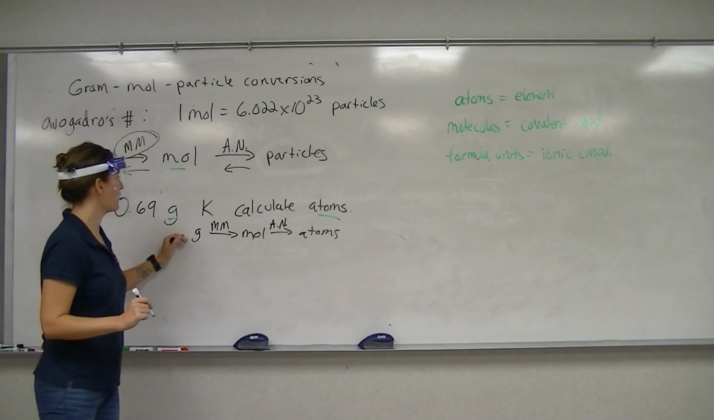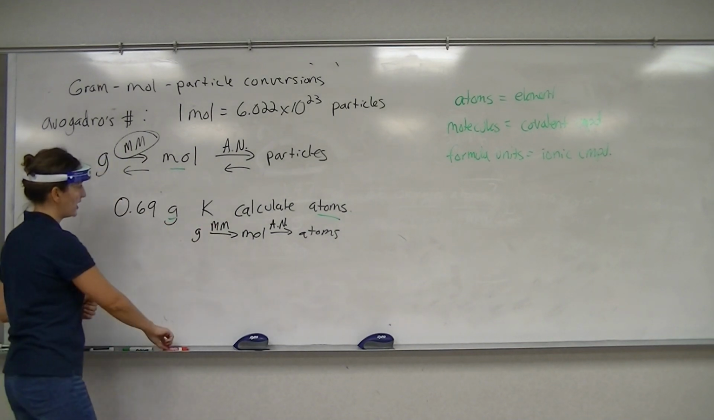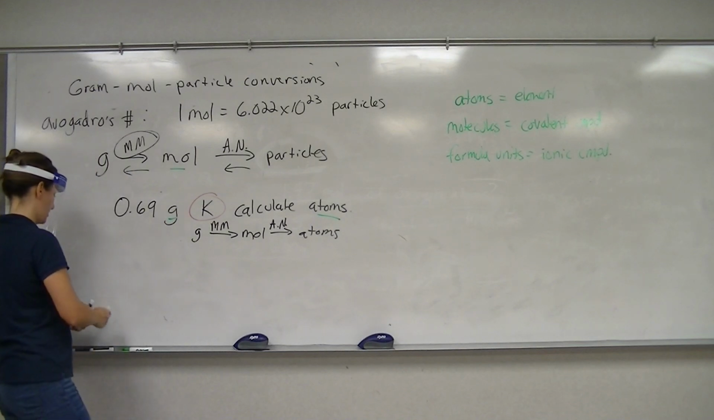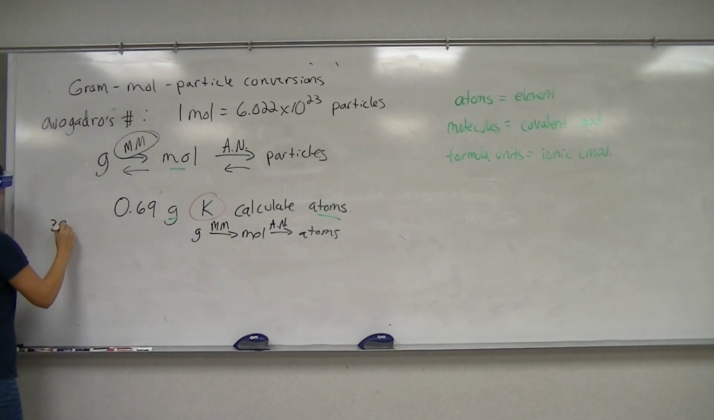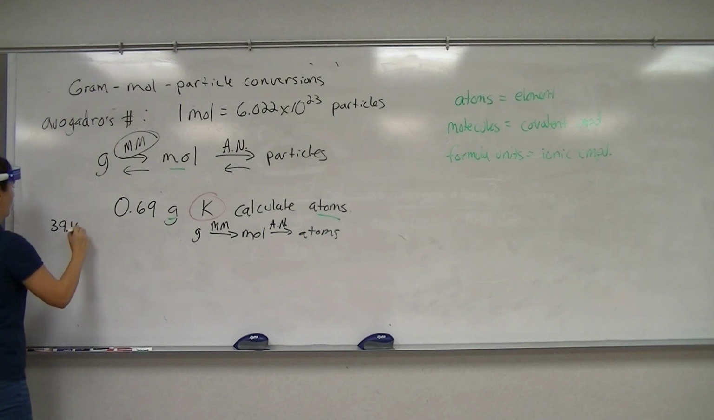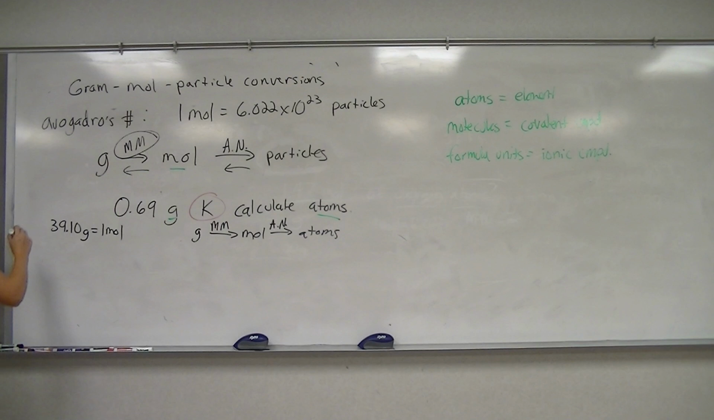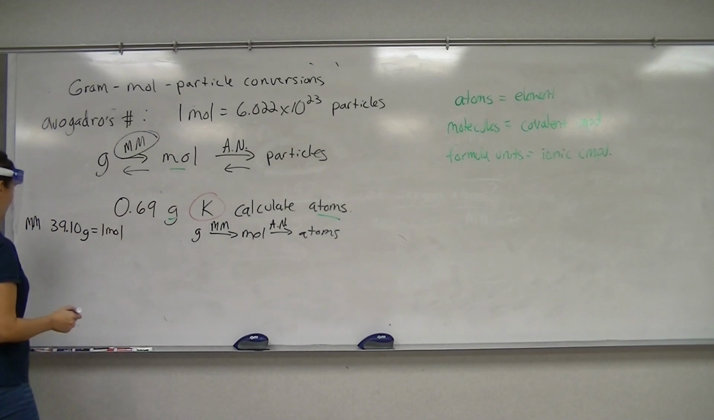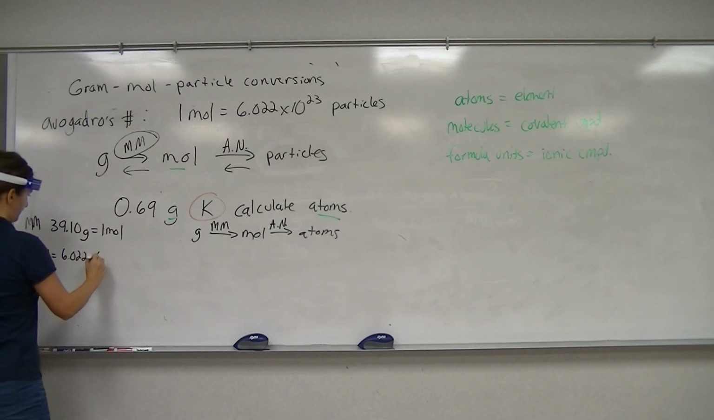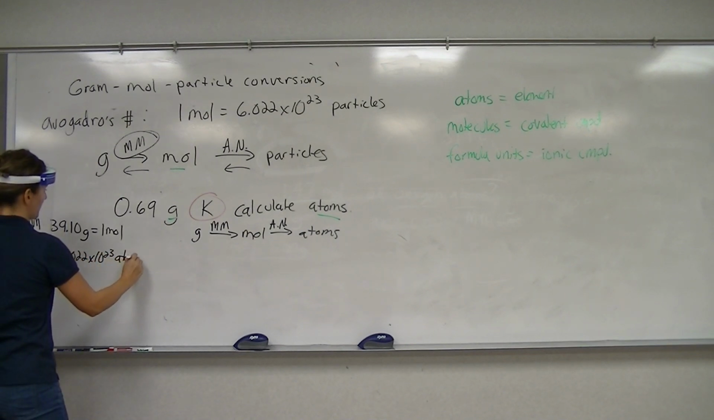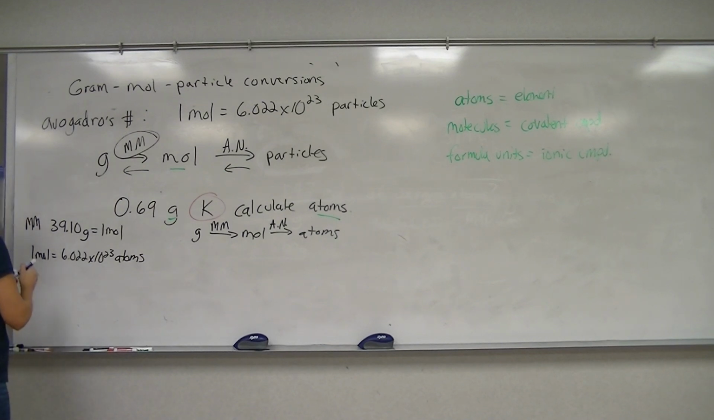So to go from grams to moles, I need molar mass. Molar mass of what? Potassium. 39.10. So potassium is 39.10 grams per mole. So grams equal to 1 mole. So there's conversion factor number 1, my molar mass. Now Avogadro's number we have up there. 6.022 times 10 to the 23rd. In this case, particles becomes atoms because we're talking about an element. So I have my two conversion factors. Now I can start my railroad tracks.